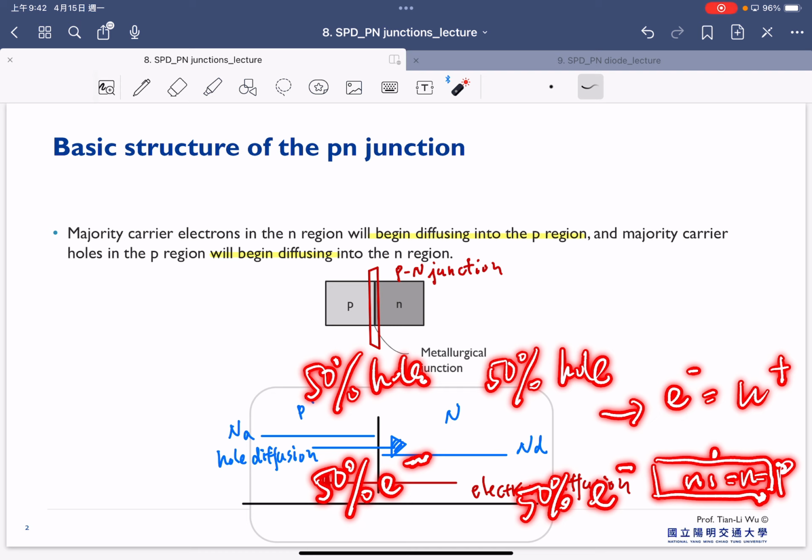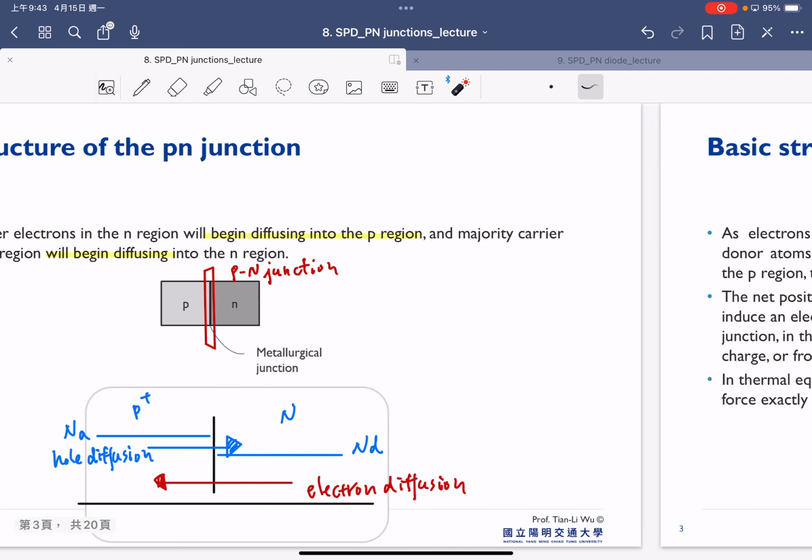But in reality, we found that if you put a p-type and an n-type together, even forever, this piece of material will never become intrinsic material, will never become a material that has equal n and p concentrations. So that means diffusion is not the only mechanism happening; there must be something trying to stop the diffusion from continuing. That will be the slide we discuss in the next one.